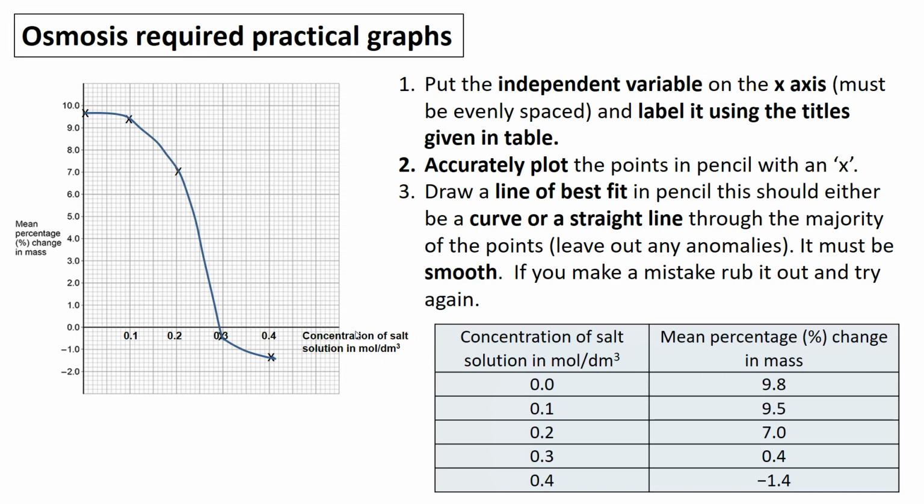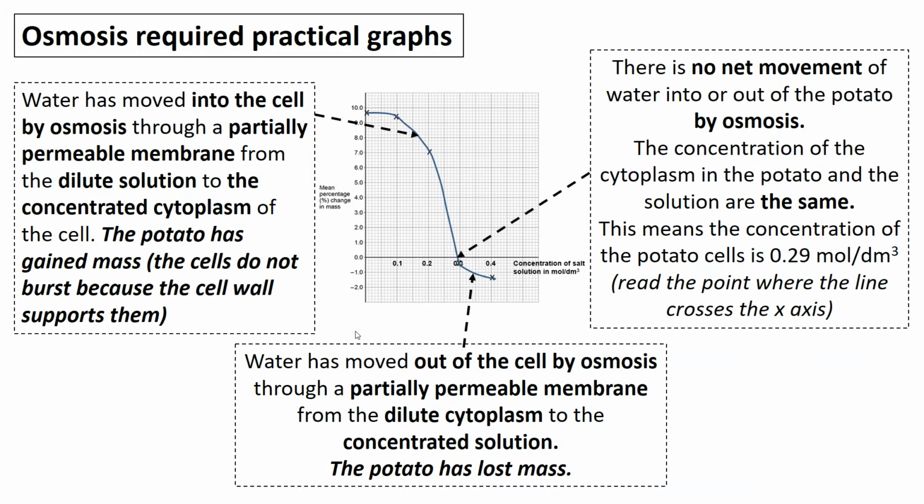Now, this is really important to do accurately because you could use this graph to work out the concentration inside your potatoes. So different parts of the graph mean different things. At the top, it says the water has moved into the cells of the potato by osmosis through a partially permeable membrane from the dilute solution to the cytoplasm of the cell. So the potato gained mass. The cells don't burst in this example because plant cells have cell walls. So the mass is increased in my potato because it's in a dilute solution.